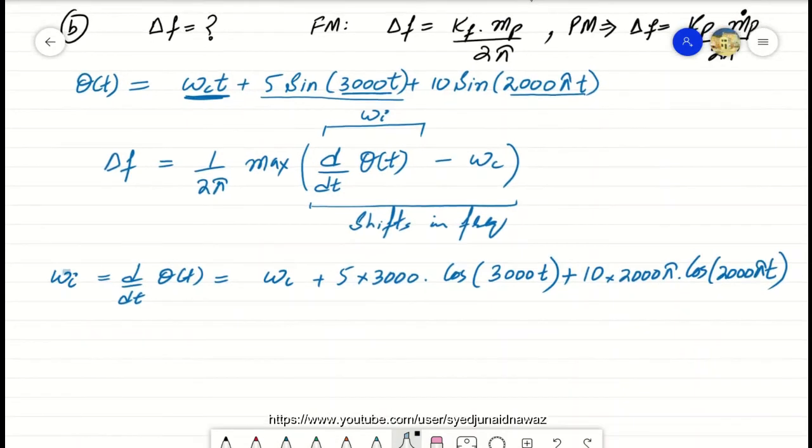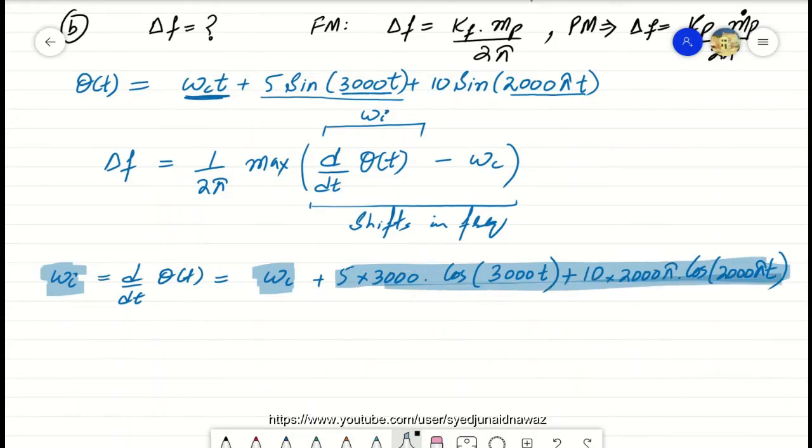In this instantaneous frequency, we have a certain central frequency omega c, that was the carrier frequency, and this part of the expression is representing any shifts which are being experienced in the central frequency, or this second part is causing shifts in the central frequency. So if we subtract omega c, the central frequency of the signal, from this expression, we will be left with the expression that will represent only the shifts which are being experienced in the frequency.